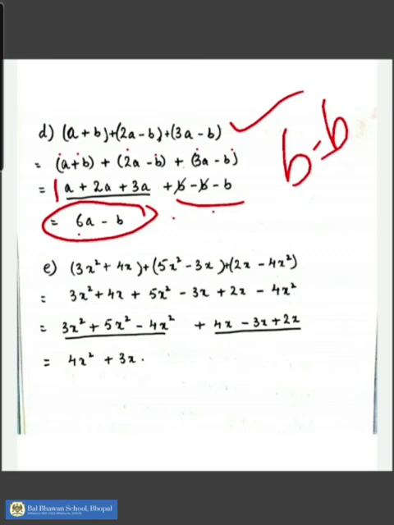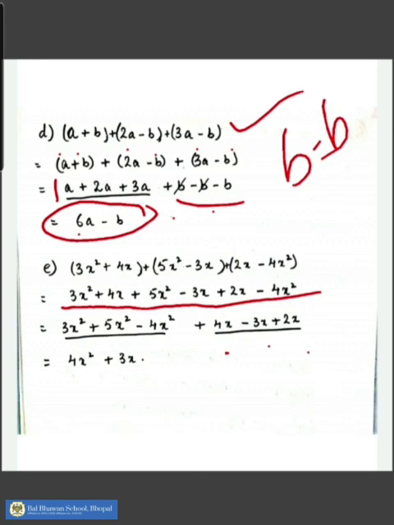Let us look at one more part, children, which is part E. Over here, the question is 3x square plus 4x plus 5x square minus 3x plus 2x minus 4x square. So, I am going to first open the brackets. That I have done. Just simply opening the brackets. Now, let me put all the similar variables, terms together. So, I have written 3x square plus 5x square minus 4x square. And in the same way, wherever I have x, I have written those terms together. So, 4x minus 3x plus 2x.